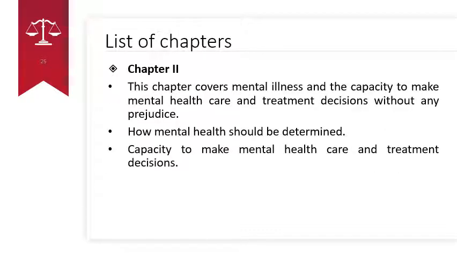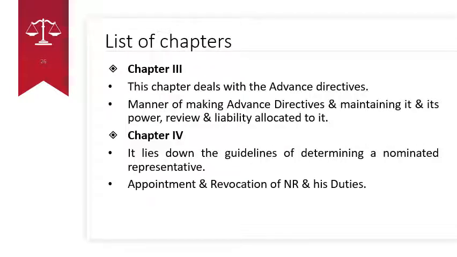Chapter 2 covers mental illness and the capacity to make mental health care and treatment decisions without any prejudice. It also includes how mental illness should be determined, and also the capacity to make mental health care and treatment decisions. The third chapter deals with advance directives, the manner of making and maintaining an advance directive, and its power, review and the liability allocated to it. Chapter 4 lays down the guidelines for determining a nominated representative, the appointment and revocation of a nominated representative, and the duties of a nominated representative.